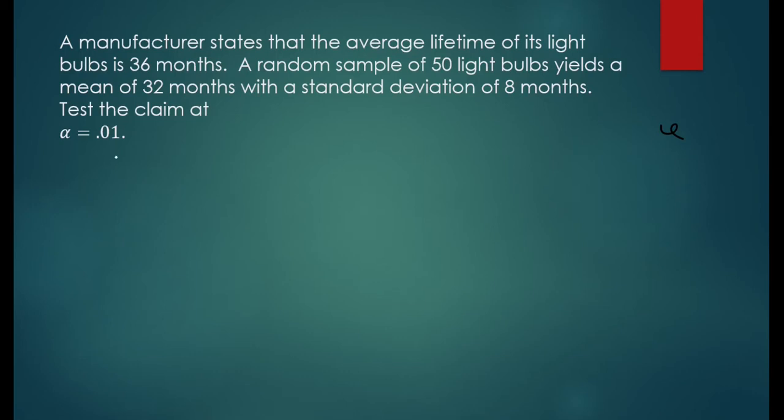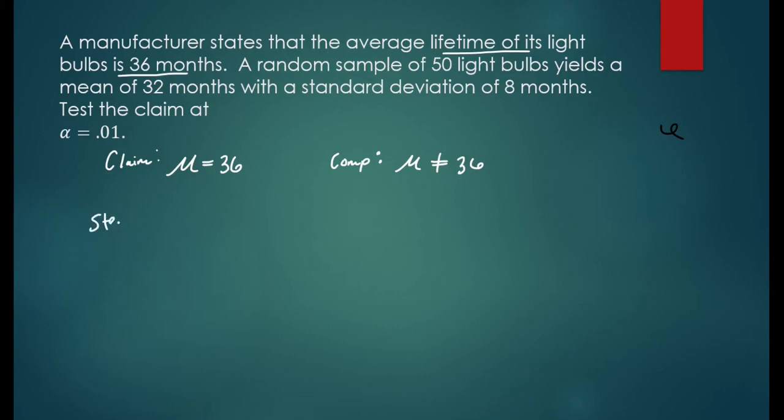We always start by stating the claim and the complement. The claim is that the lifetime of its light bulbs is 36 months. So the claim is the mean is exactly 36, and the complement to that is not equal to 36.